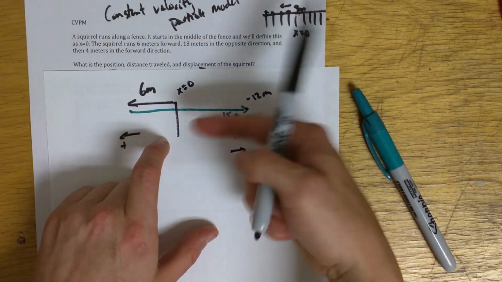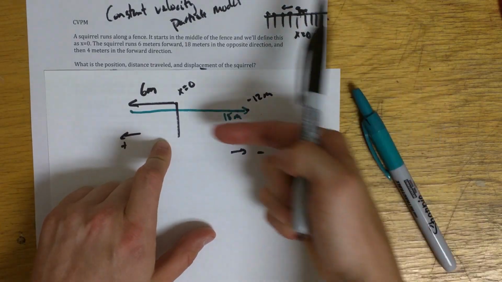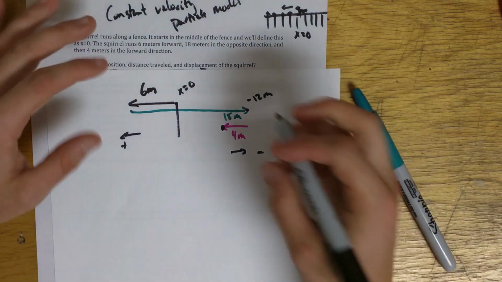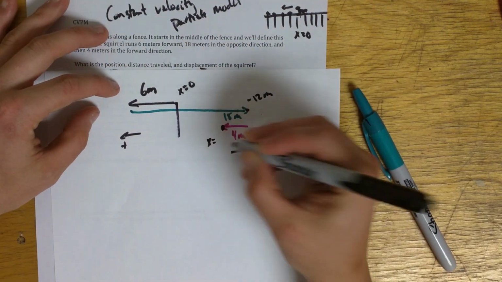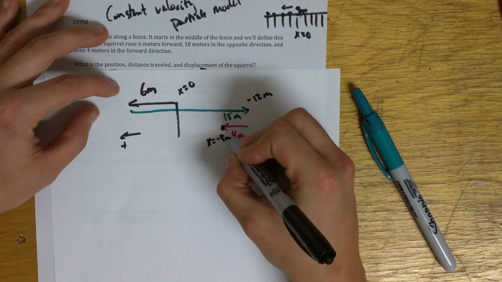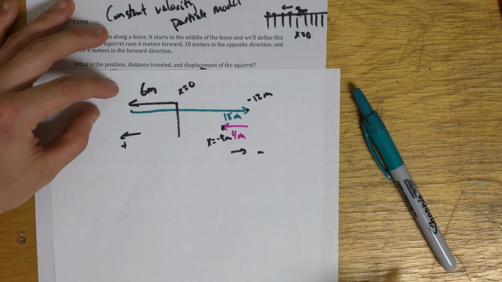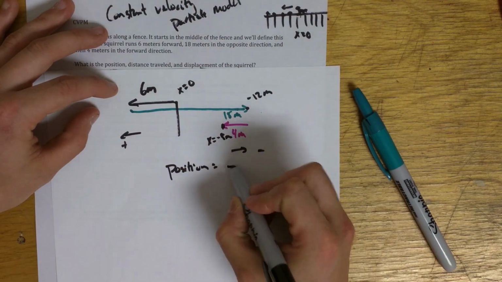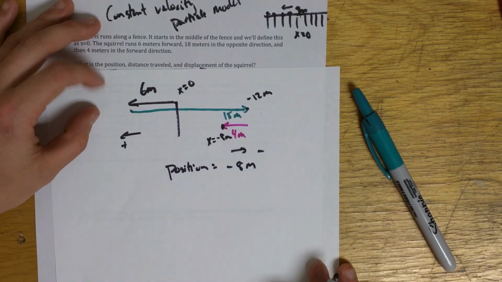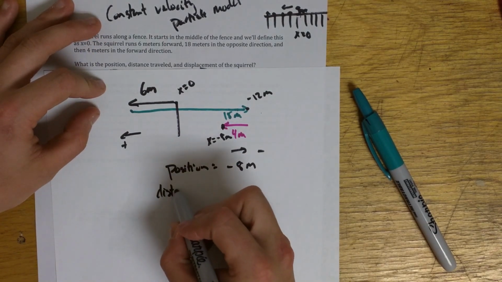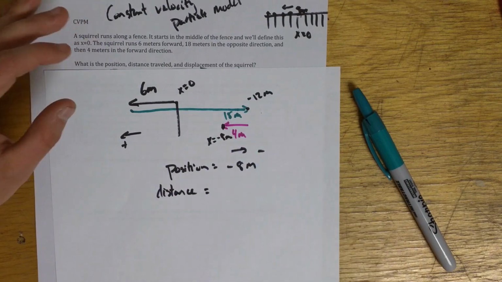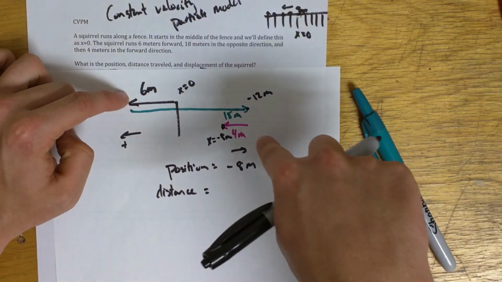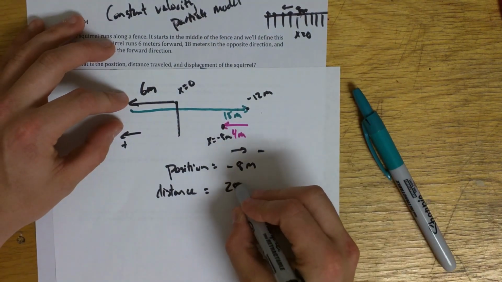And then the squirrel goes 4 meters in that direction. So when the squirrel ends its run, this is x equals negative 8 meters. See if you can make sense of that. The position is negative 8 meters. The distance traveled is all of the runs added up together. So 6 plus 18 plus 4 is 28 meters.